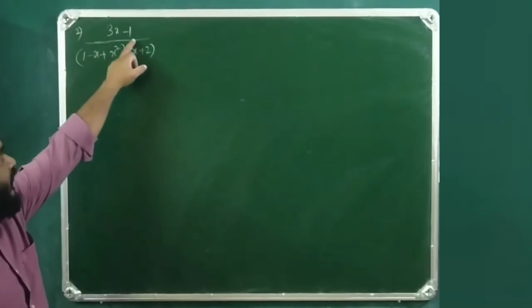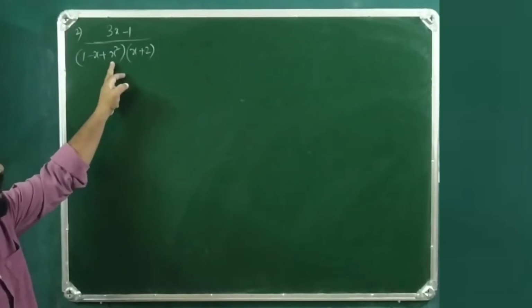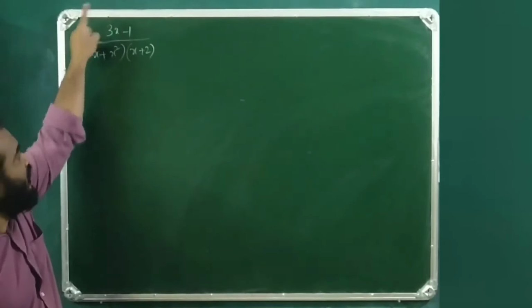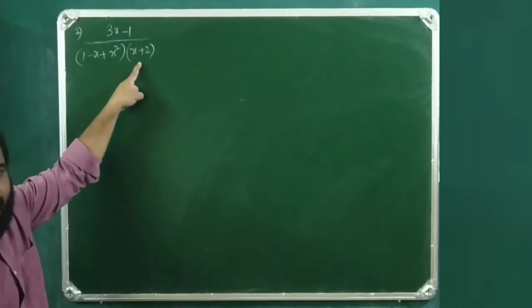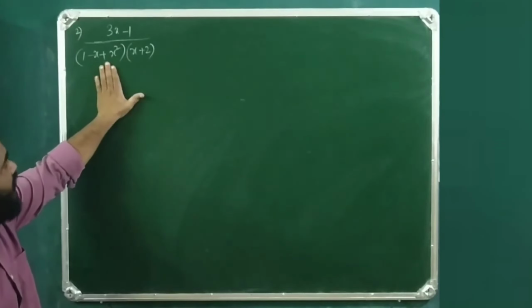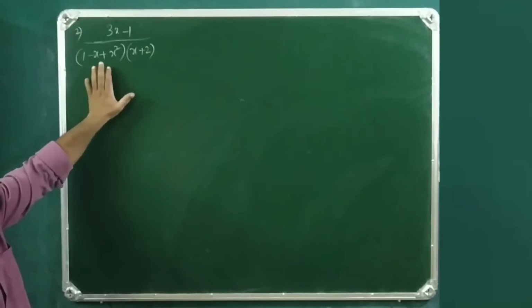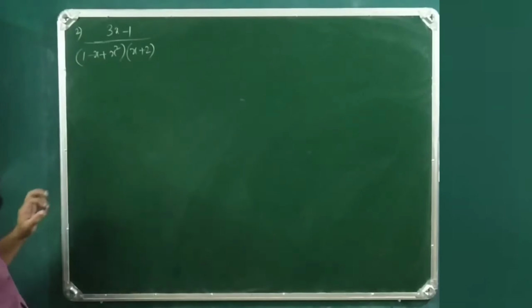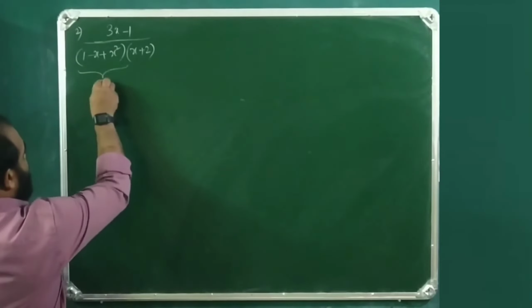Second question, 3x minus 1 by 1 minus x plus x square into x plus 2. So the degree of numerator is 1, degree of denominator is 3. So it is a proper fraction, and the denominator contains 1 minus x plus x square. It is a quadratic factor.